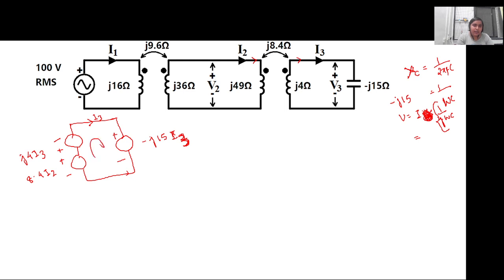So then again apply KVL in this loop. You will get an equation in terms of I2 and I3, right? So 8.4j I2 minus 4j I3 minus of minus 15j I3 equals 0.